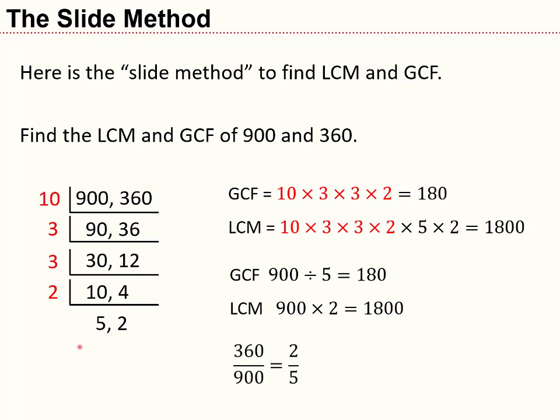One last observation. If I take the fraction 360 over 900, so I imagine there's two numbers on top. If I was to make a fraction with them, it turns out that the reduced fraction is the fraction that I get with the numbers on the bottom. So 360 over 900 is the same as 2/5. That's kind of cool.